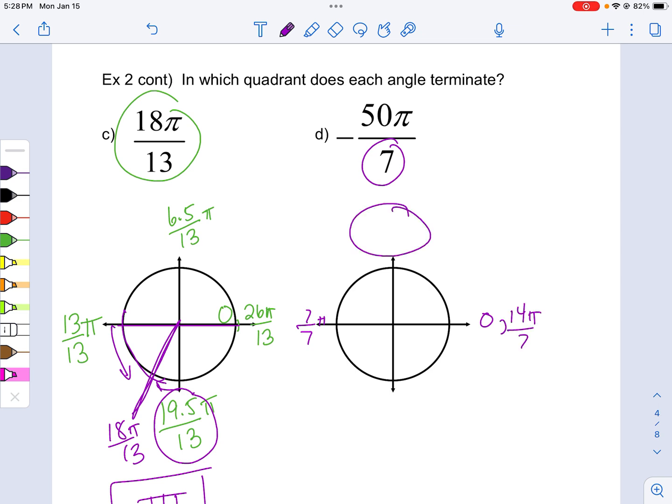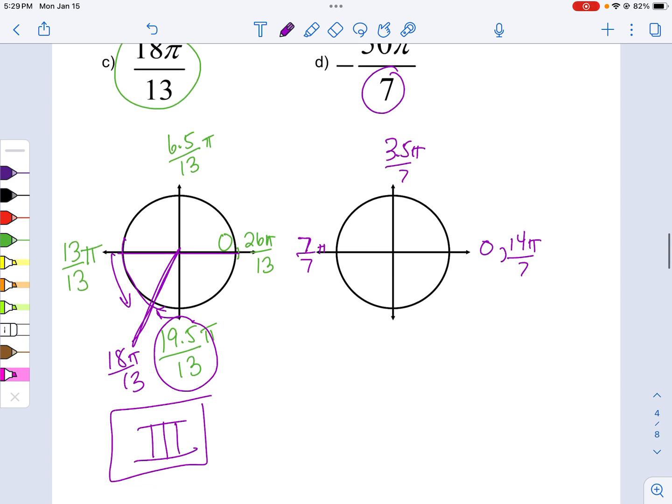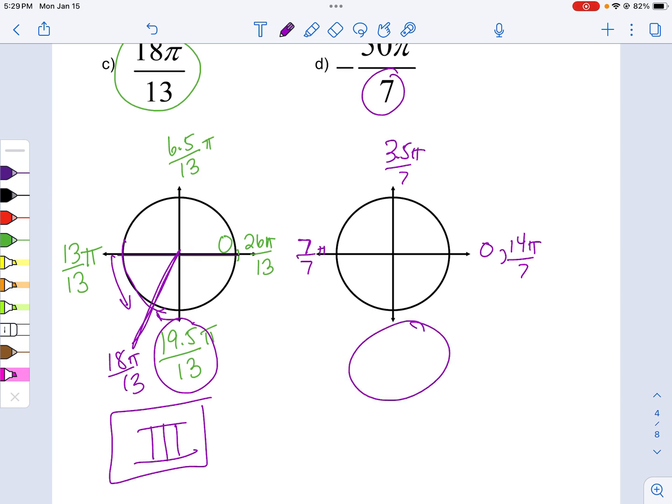Up top is a half pi. So if 1 pi is 7/7, if I cut that in half, that means up top has to be 3.5 pi over 7. And then down on the bottom, remember we get that from taking the top half plus 1, which gives me the 1 1/2 down there.